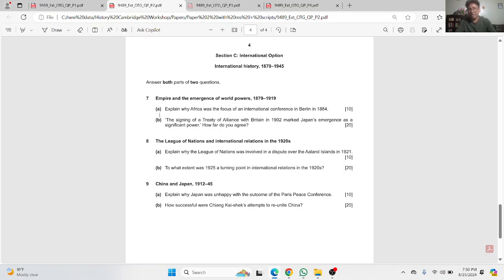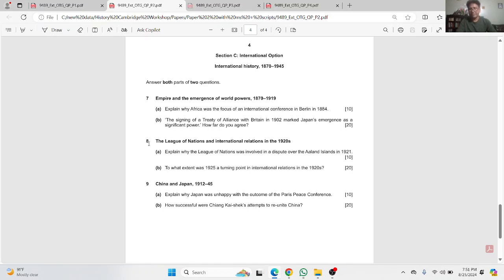Now the part B, we have again a comparison question. The signing of a treaty of alliance with Britain in 1902 marked Japanese emergence as a significant power. How far do you agree? So this is again a statement. You have to highlight the points that support this statement, and at the same time you have to highlight all the evidence and material that does not support this statement. And in the end, obviously, you are going to provide an evaluation.